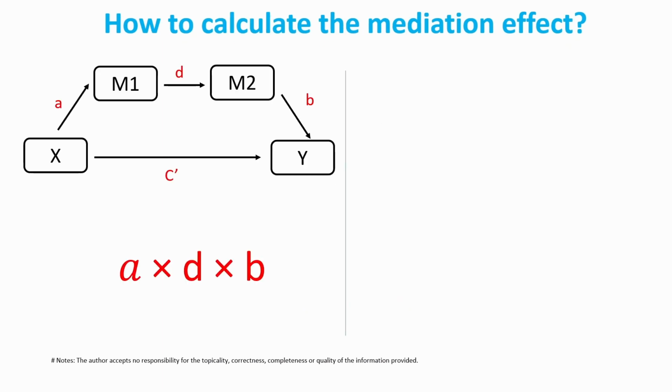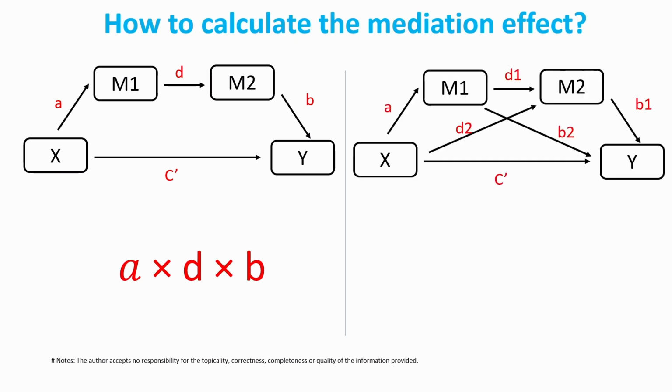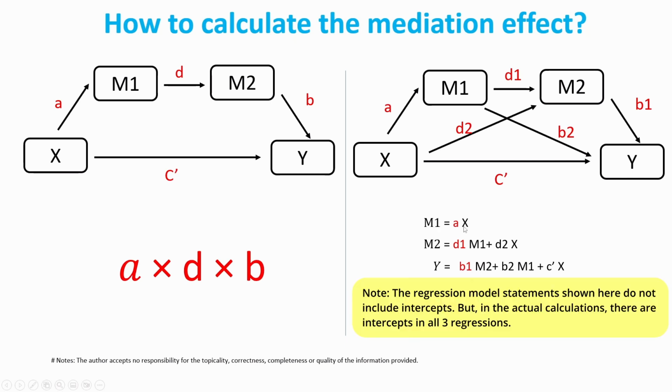But in terms of regression models, actually there are three regression models. Let me explain briefly. One is M1 regressed on X, so you're going to get the regression coefficient A. The second regression is M2 as the dependent variable, with the independent variables M1 and X. You get two regression coefficients, but the focus for us is D1.